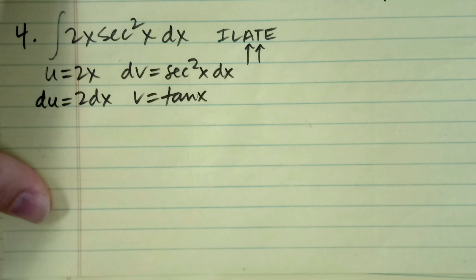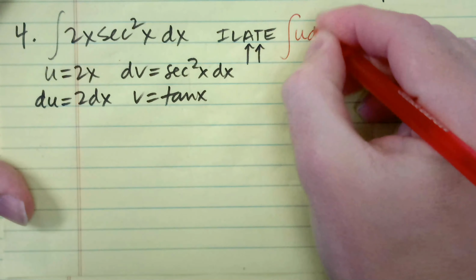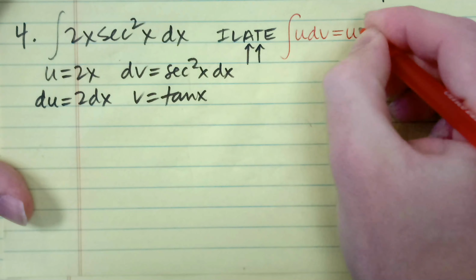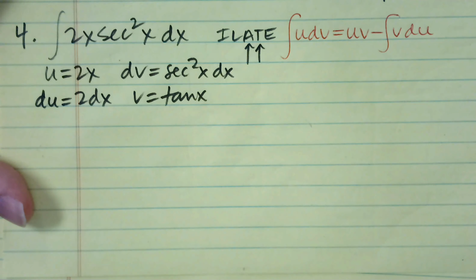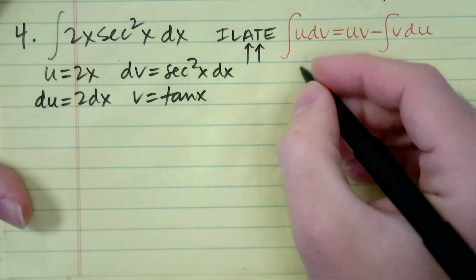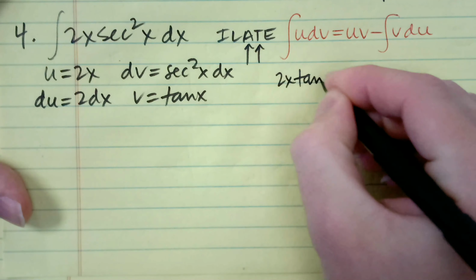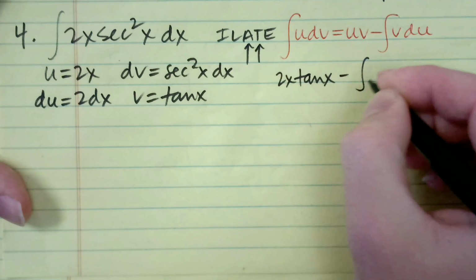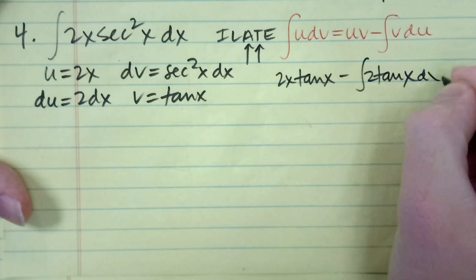I know that you're getting to the point where you know it, but if you really want to solidify that, you're going to copy it down every time. Integral of u dv equals u times v minus the integral of v du. And so that's going to be uv, 2x tangent x, minus the integral of v, tangent x, times du, which is 2dx.